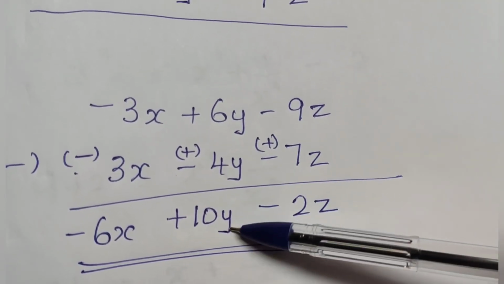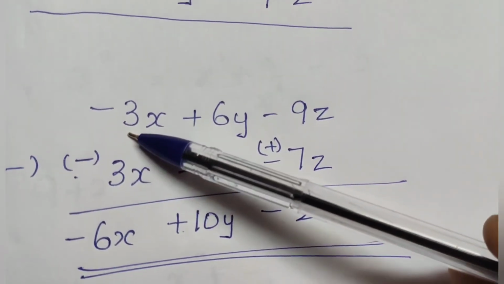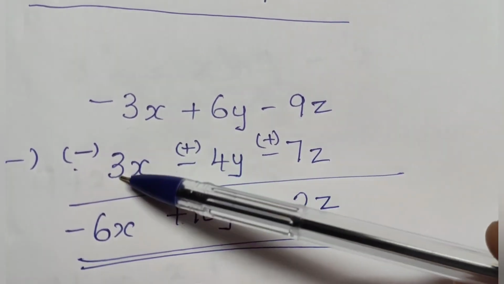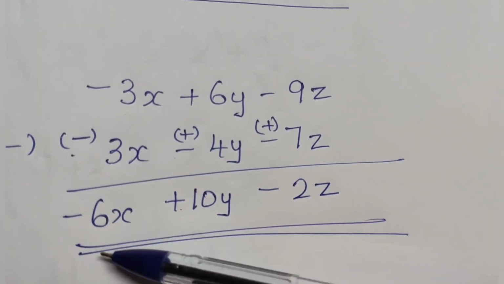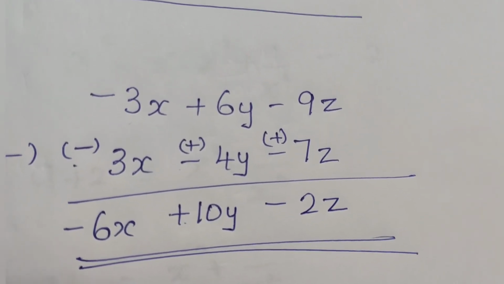6 plus 4, 10y. And both the symbols are plus, so put plus. Minus 3x, minus 3x. Same symbol, add 3 plus 3, 6x. And put the same symbol, minus. So, minus 6x plus 10y minus 2z is the answer.